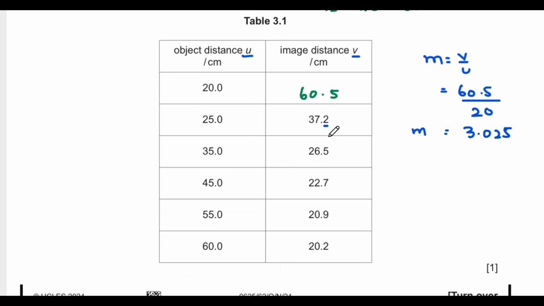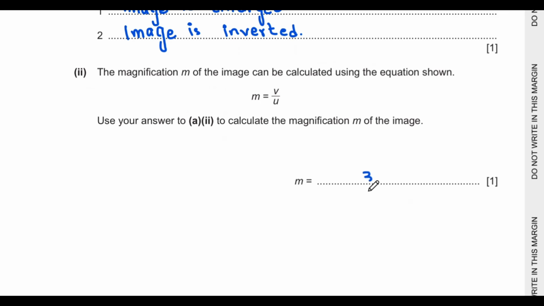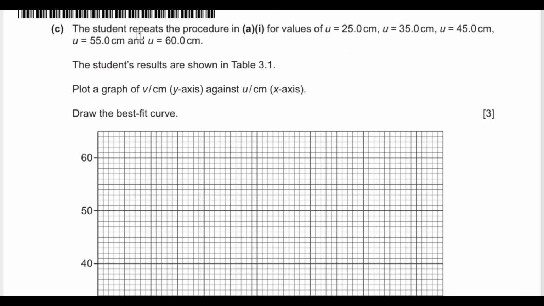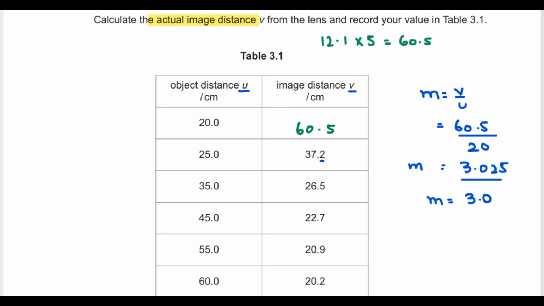As every value is written to one decimal place, so I will round off my value to one decimal place and it would be 3.0. Writing the answer into the place provided. C part says the student repeats the procedure in A part 1 for the values which are given. The student's results are shown in table 3.1. Plot a graph of V on y-axis and U on x-axis and draw the best fit curve.